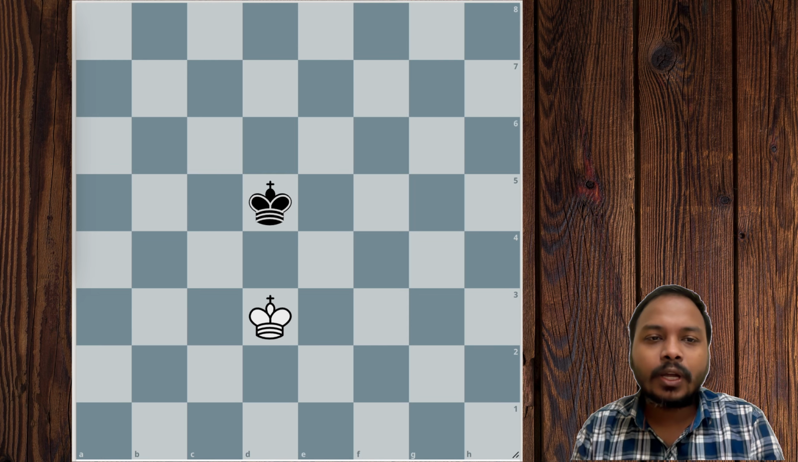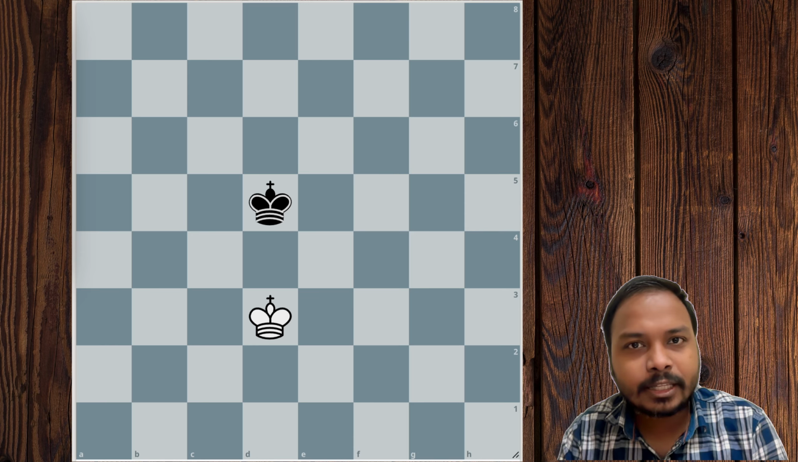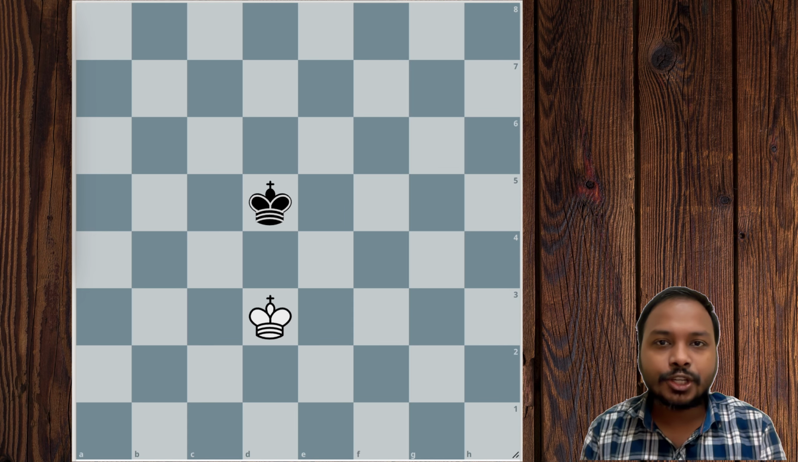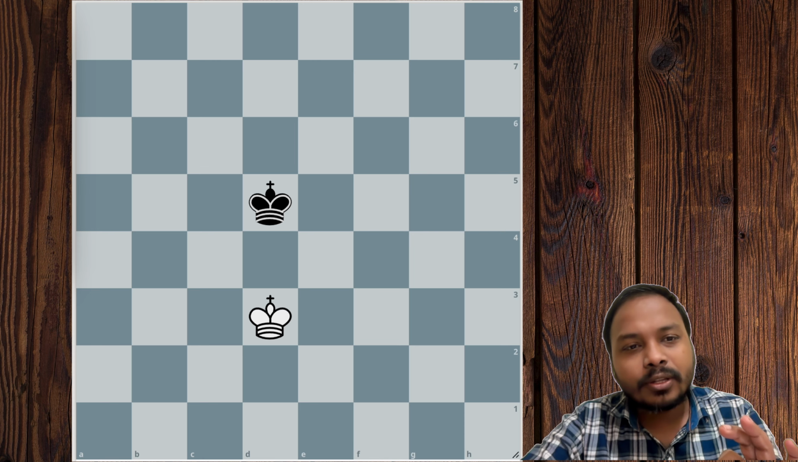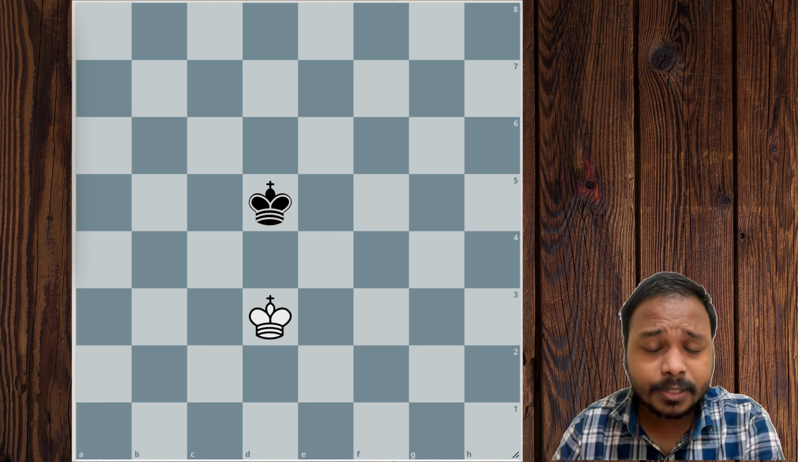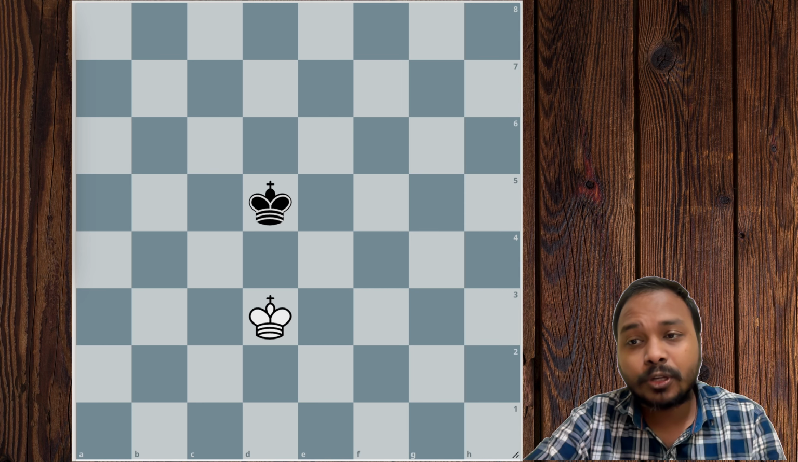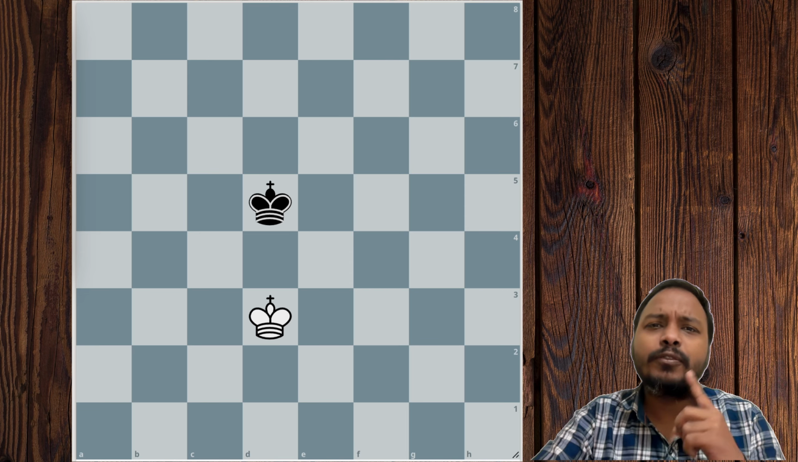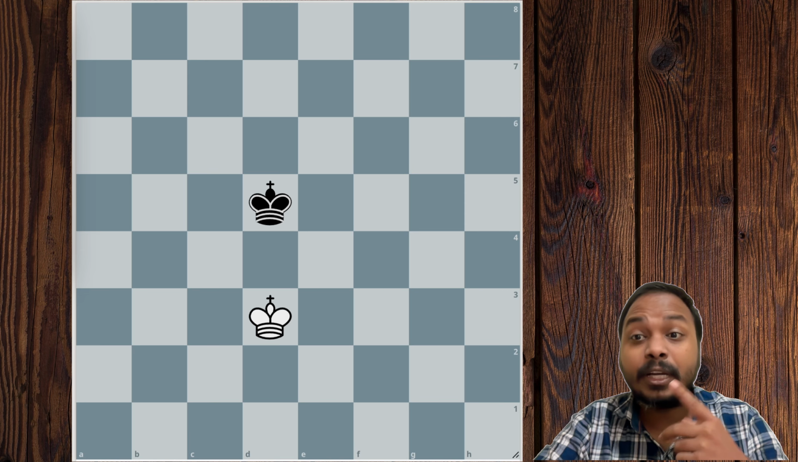So the first one, the two concepts I wanted to explain in that one. The first concept is what we call opposition. Now, these are the concepts. What I will say is only related to the pawn endgames. So first is opposition. What is the meaning of opposition? Opposition means an odd number of squares between kings.